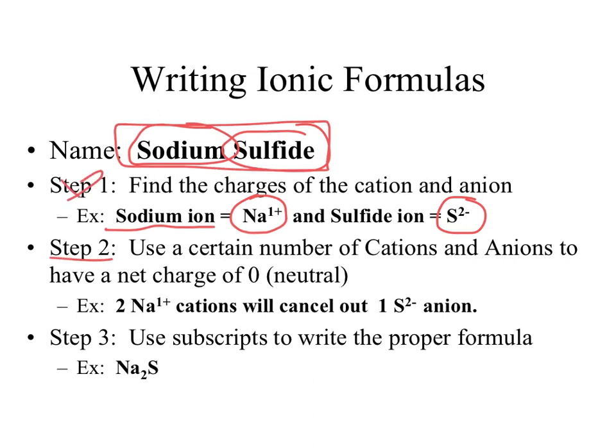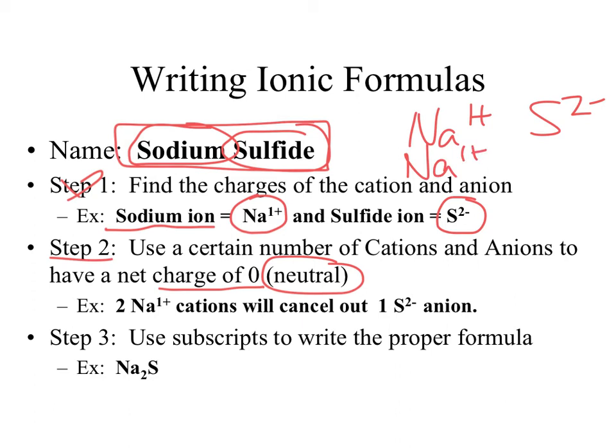Next is step 2. Now you need to figure out how many of each ion there is in order to equal 0, meaning that they become neutral. So let's think about that. If sodium is +1 and sulfide is 2-, how many of each do I need to equal 0? Well, I'm going to need one more sodium +1 so that those +1s cancel out with the -2. So in the end, I'm going to need 2 sodiums for every 1 sulfur.